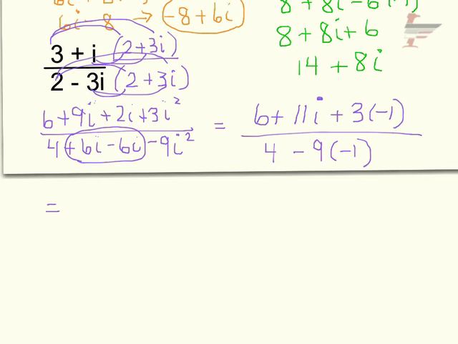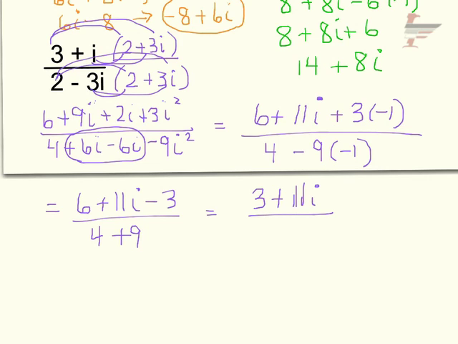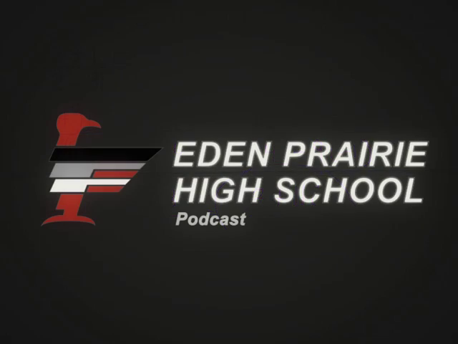So more simplifying my numerator, 6 plus 11i, that's really minus 3. My denominator is really 4 plus 9. So my numerator, 6 minus 3 is 3, plus 11i, and 4 plus 9 is 13. And last but not least, make sure you check your fractions. If 3/13 reduces, you should do so, and if 11/13 reduces, you should do so, but neither of them do. So there's your final answer.